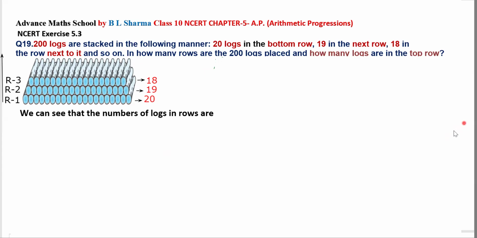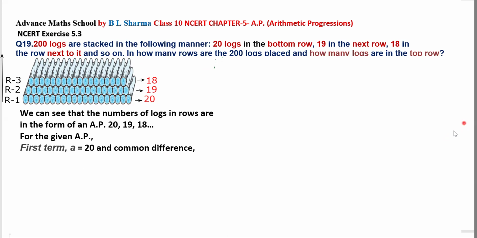We can see that the number of logs in a row are in the form of AP. Here first 20, then 19, then 18, then 17. So these are in AP. So first term is 20 and common difference is 19 minus 20, that is minus 1. And it is also given that the sum of all these logs means sum of all n terms will be 200. But we don't know n, we have to calculate n. हमें n का पता लगाना है कि कितने रोज होंगे जिस पे ये 200 logs आते होंगे.